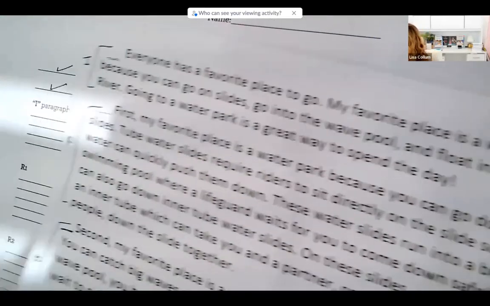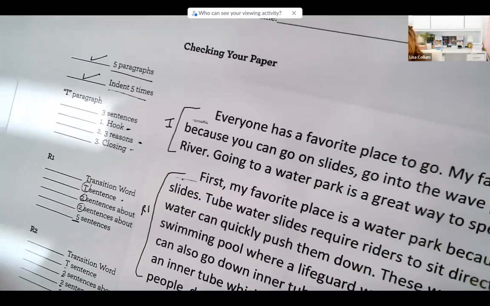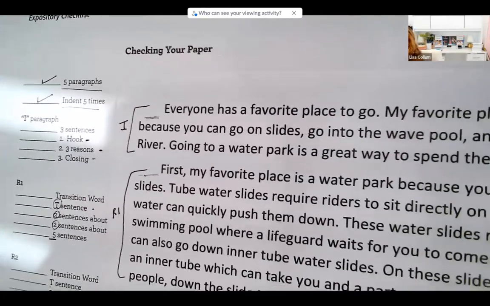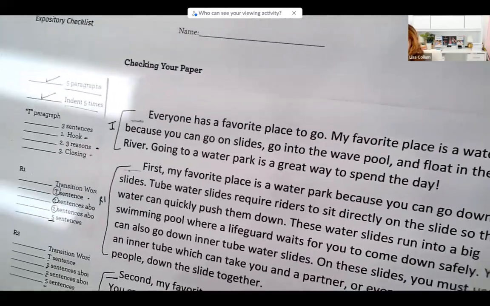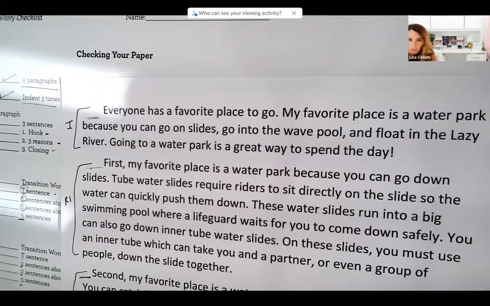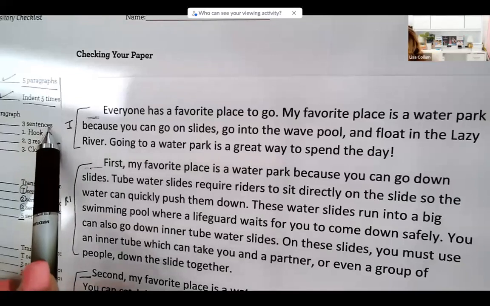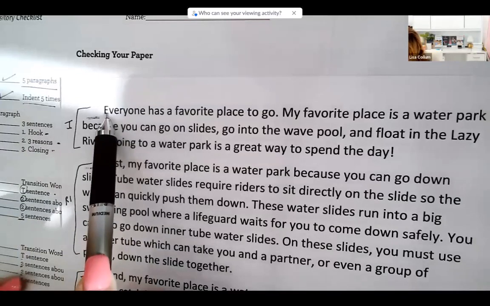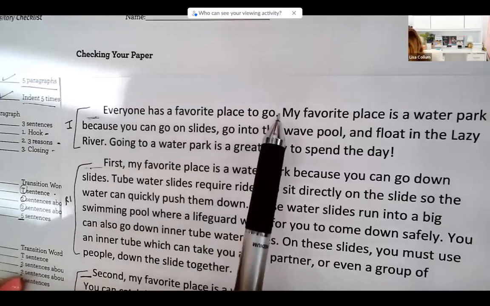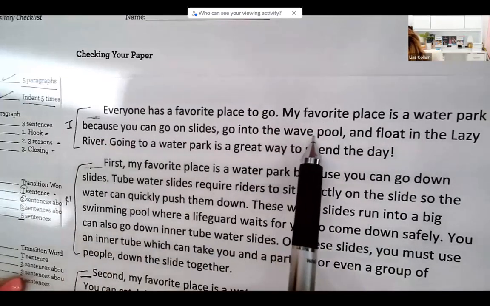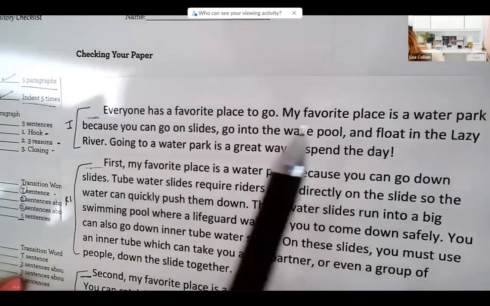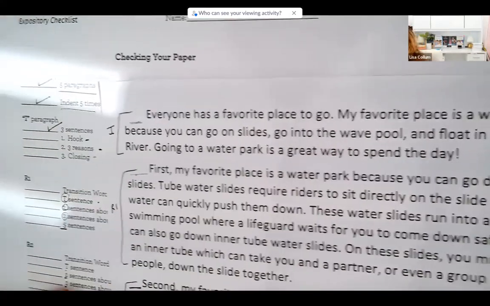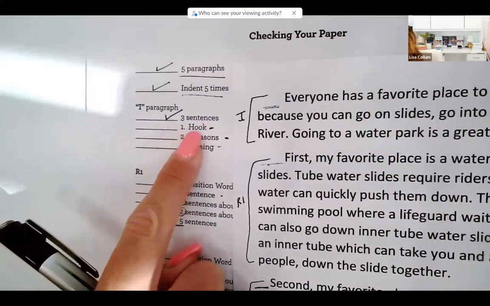Now I want to check my introduction paragraph, and I want to make sure I have these 3 parts. Do I have 3 sentences? Let's see. There's a period, that's 1. Another period, 2. Exclamation point, 3. 3 sentences, yep, I'm going to put a check. I have 3 sentences. Did I start with a hook?